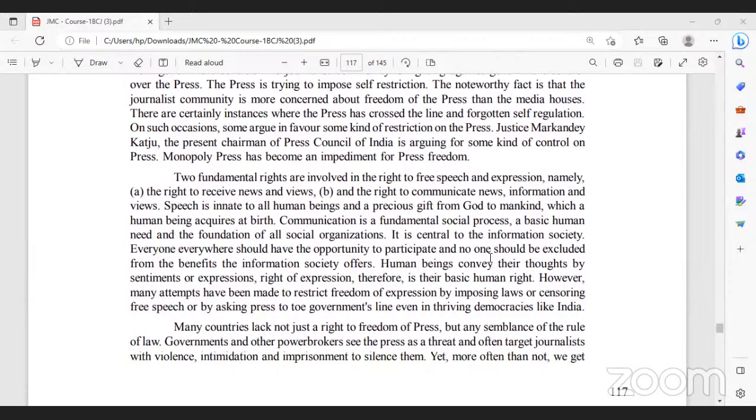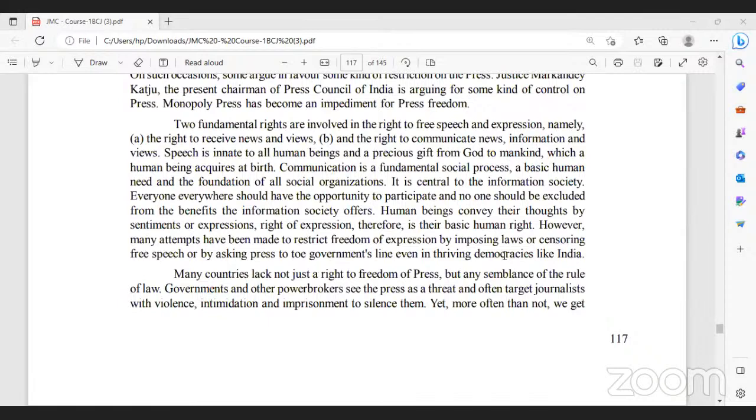So two fundamental rights are involved in the right to freedom of speech and expression. One is the right to receive news and views, and the second is the right to communicate news, information and views. Speech is innate to all human beings, because communication is a fundamental process in our social life. So as part of the fundamental rights, any law-abiding citizen in the country has the right to free speech and expression, and the right to receive news and views.